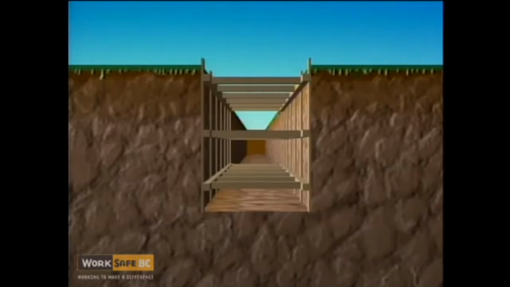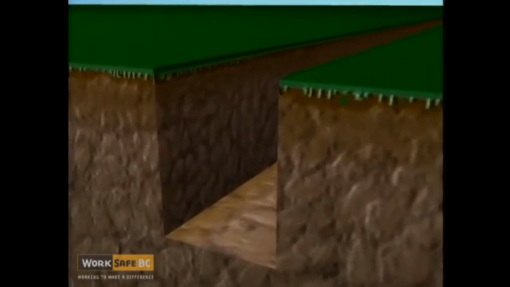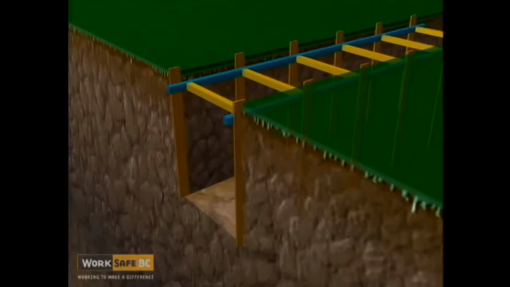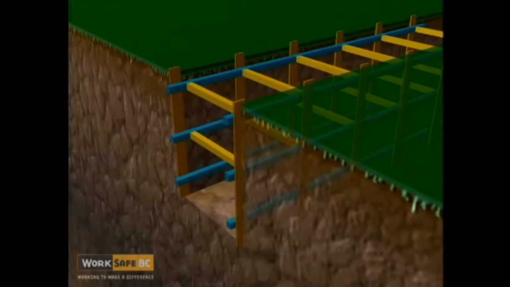Shoring is installed from the top down and removed from the bottom up. The reason is so workers will always be protected by the shoring that's in place. In other words, the trench is excavated. Uprights, upper stringers, and cross braces are put in place. Then the lower stringers and cross braces are put in place. The number of stringers and cross braces needed is dependent on the depth of the excavation.